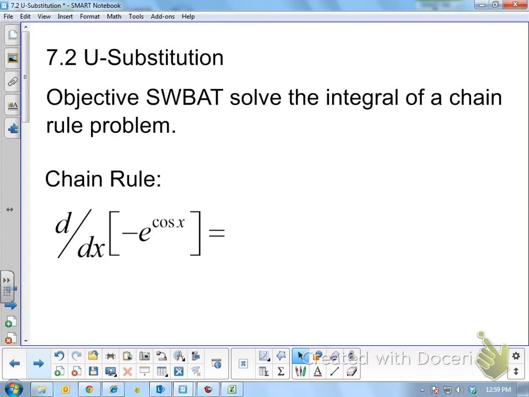So we're going to be learning about something called U substitution, which is basically anti-chain rule. We've learned how to do anti-power rule, we've learned how to do anti-trig function. Now we're going to learn how to do anti-chain rule. We'll learn how to do anti-product rule as well, but not today. We're going to do U sub for at least 2 days, and then anti-product rule.